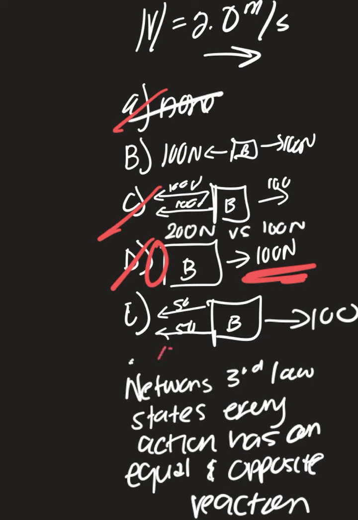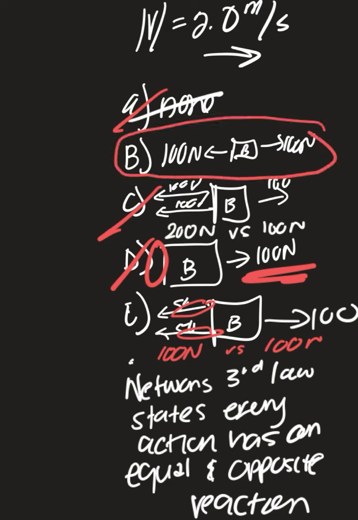E is 100 newtons versus 100. The difference is it's not identical. And it states every action has an equal and opposite reaction. So it's like a mirror. So out of these two, E can be correct, because it's 100 on the left, 100 on the right, with the same amount of force, same amount of magnitude.